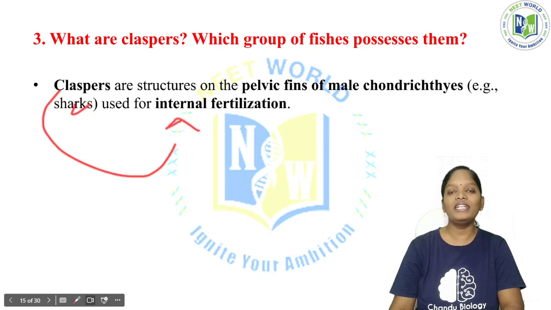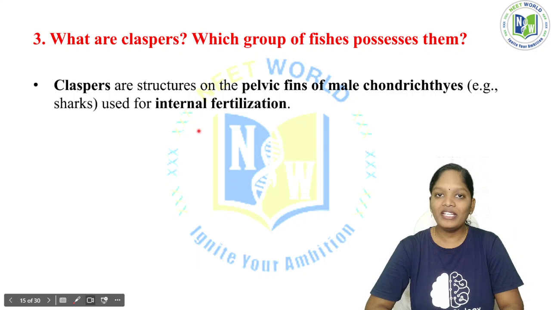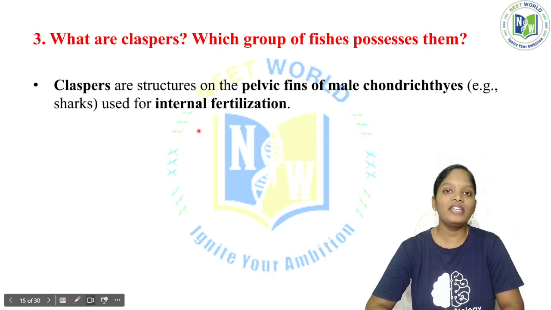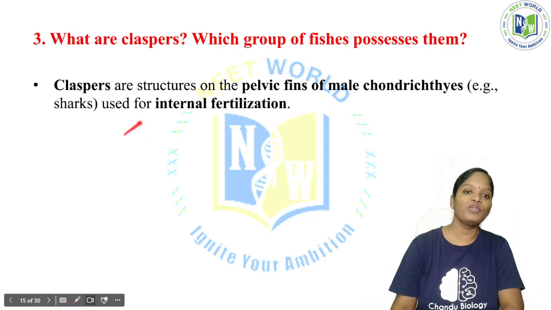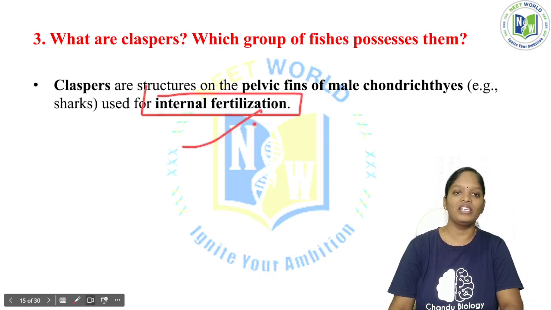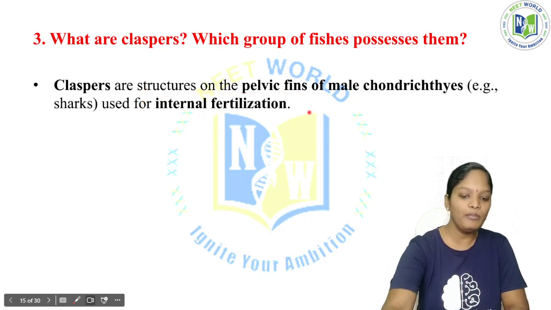used for internal fertilization. So what is meant by fertilization? Fusion of male and female gametes. And what is meant by external and internal fertilization? If the fertilization happens outside the body of the female, it is called external fertilization. If it happens inside the body of the female, we can call it internal fertilization. So now this is for the internal fertilization, right? So all these were the important keywords.